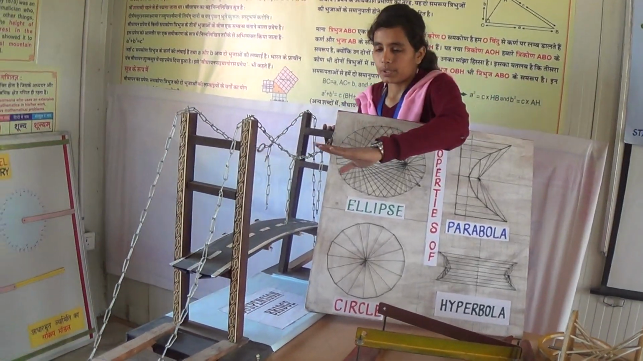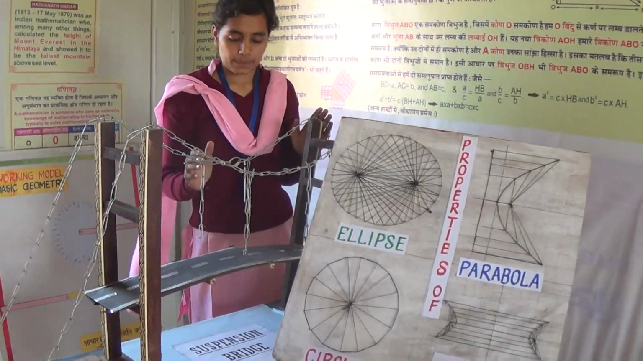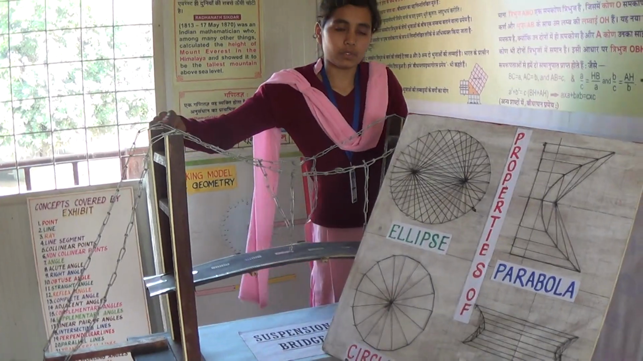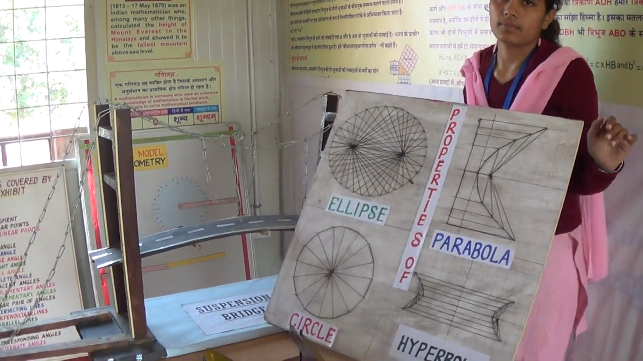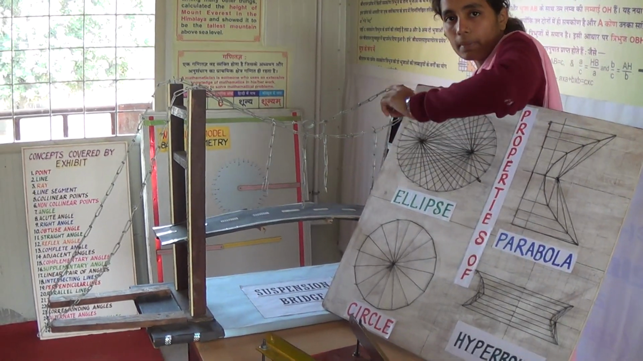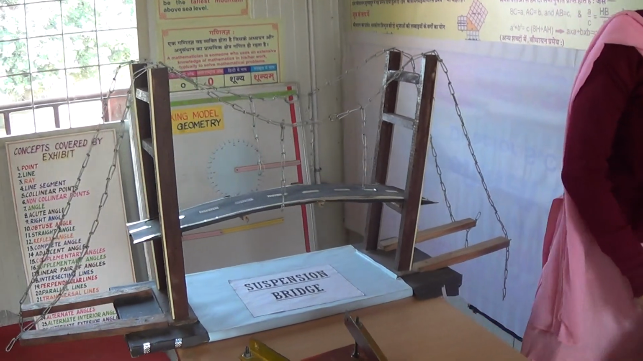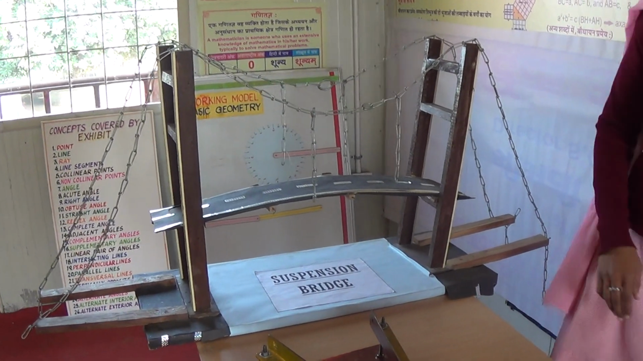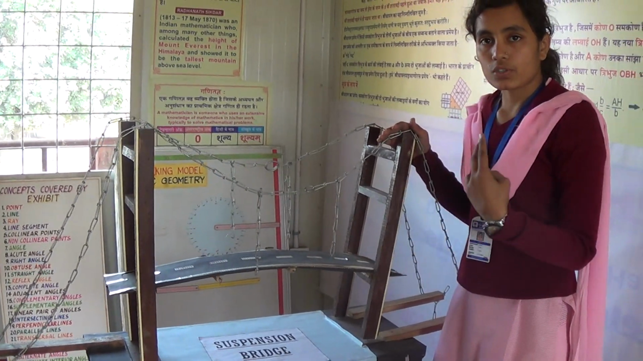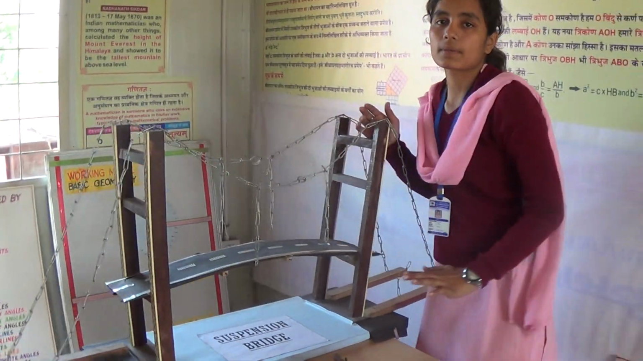In this type of bridge, we use both shapes. This shape is the parabolic shape and this shape is the hyperbolic shape. In this type of bridge, we use both types of shape. This is the parabolic shape and this is the hyperbolic shape.